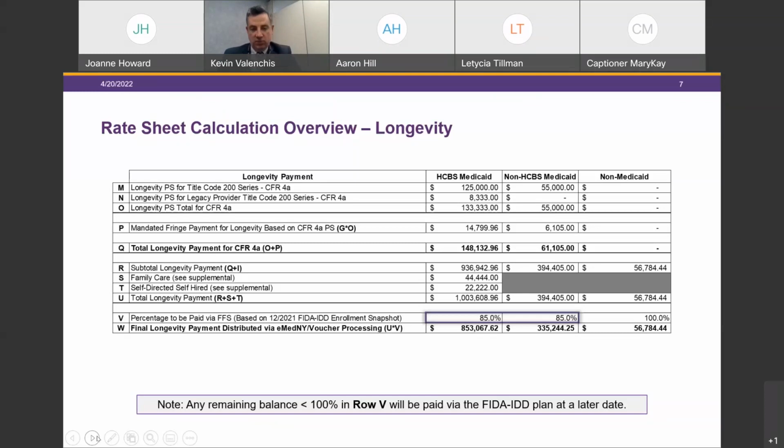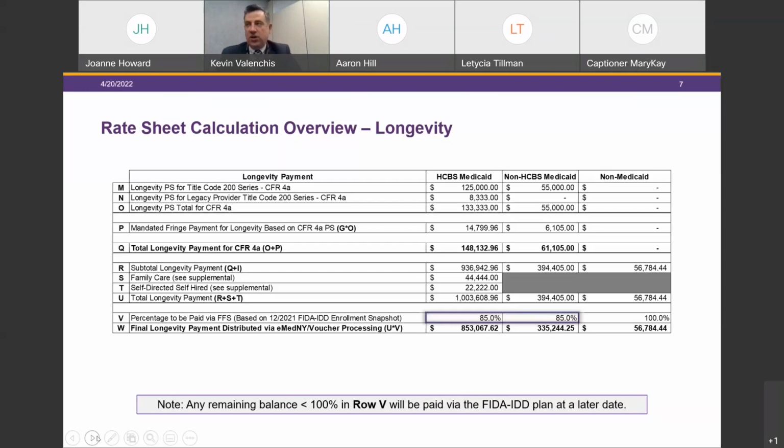We then applied the same mandatory fringe benefit percentage that we used earlier, the 11.1%, roughly $14,800 here and $6,100 in row P. And then we added the PS benefit plus the impact of the mandated fringe benefits to get, in this example, $148,132.96 for this provider in their Medicaid CBS column, and $61,105 in the non-Medicaid column.